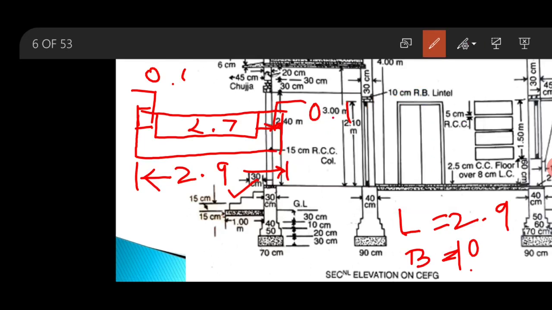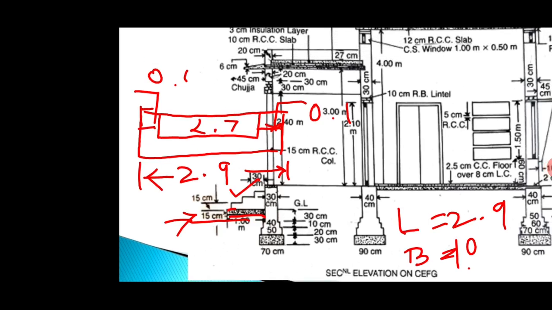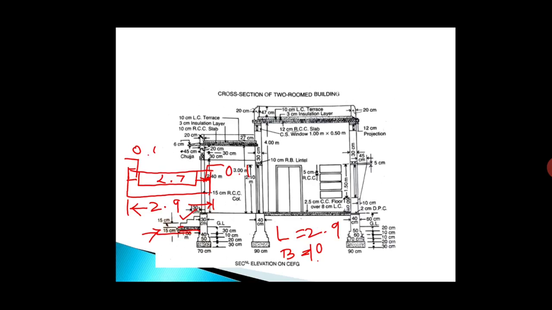you can see here, this is the ground level. So depth is how much? Up to the bottom of the foundation, from the ground level up to the bottom of the foundation. So this is 0.15 meter. Clear? 15 centimeter is given. Therefore the depth is 0.15 meter.